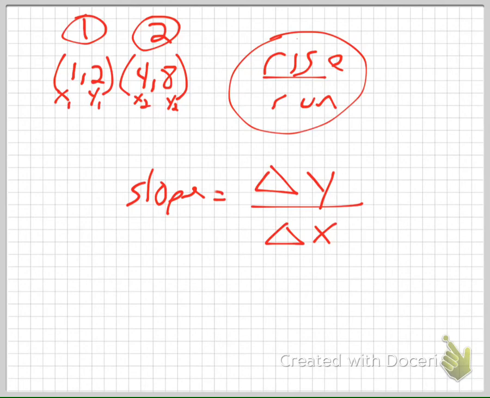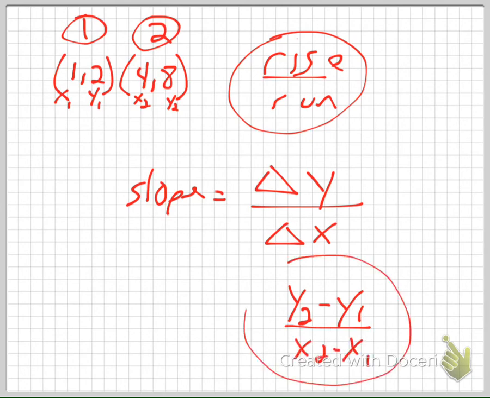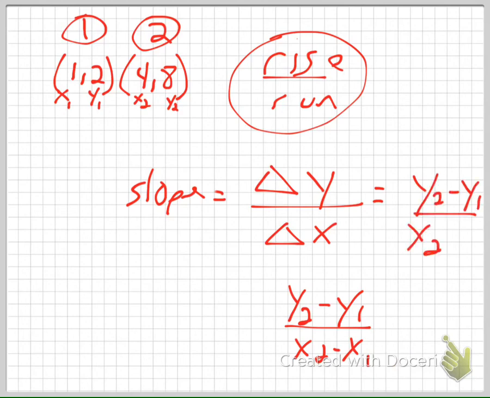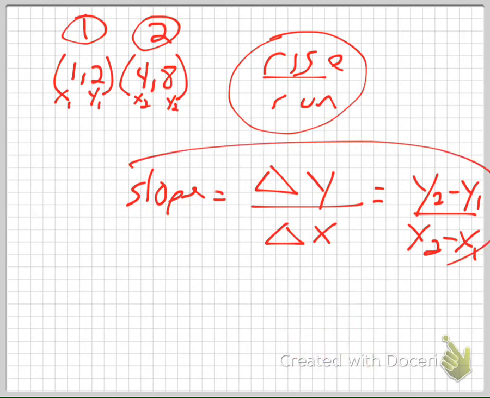So here's the slope formula. Change in y over change in x. Another way of writing this is y2 minus y1 over x2 minus x1. Write that down as well. That's the same exact thing. y2 minus y1 over x2 minus x1. All of these are equal to each other. Write it down.